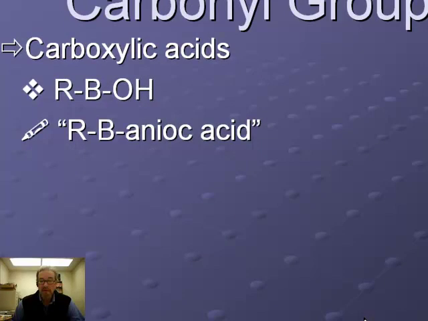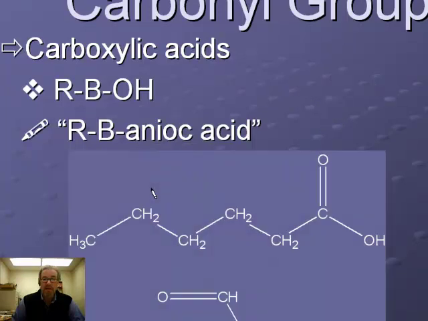Carboxylic acids have this formula. You've got a carbon chain that ends with a carbonyl group, and then after that, instead of an H, you have an OH group. So we name it by naming this chain like an alkane, and then we end with anoic acid. All right, so here are a couple of these. 1, 2, 3, 4, 5, 6 carbons long. So we would call this hex, and then we end it with anoic acid.